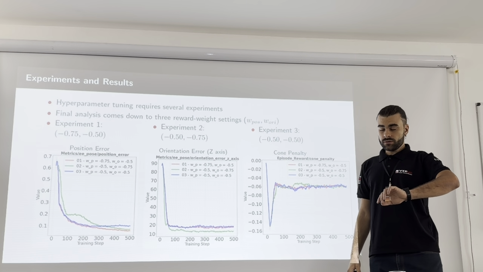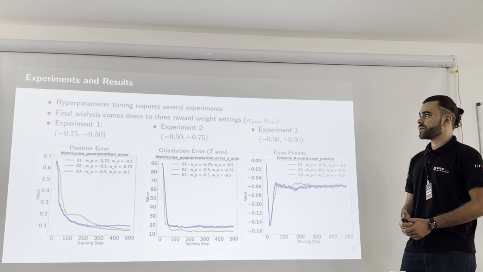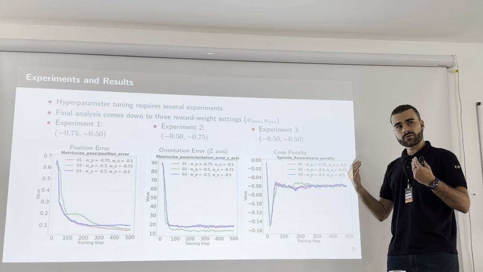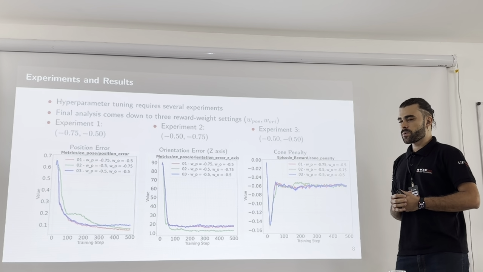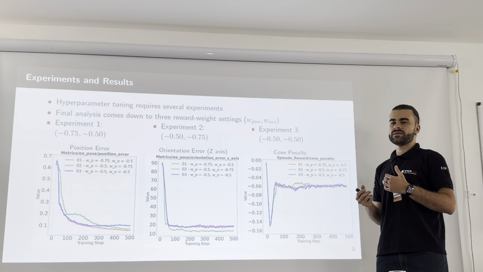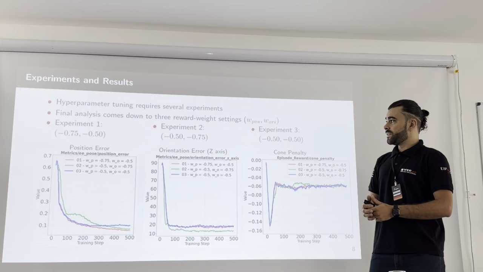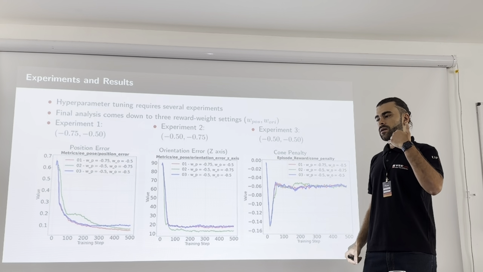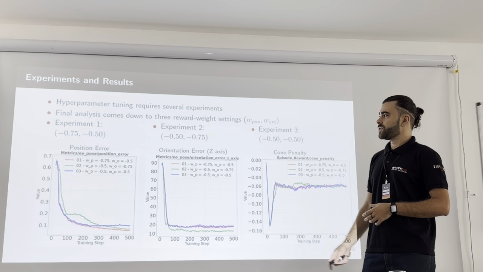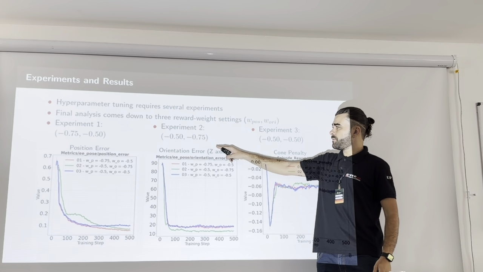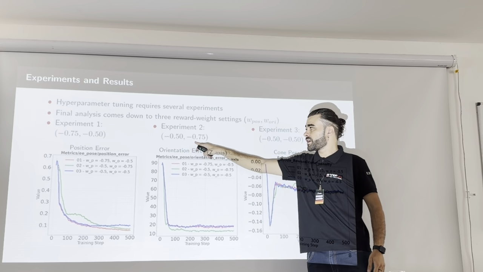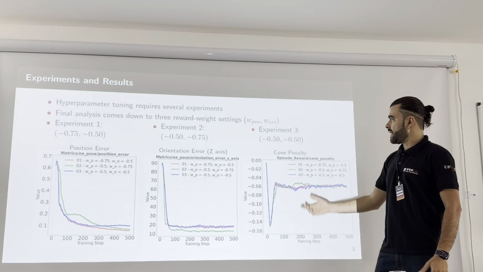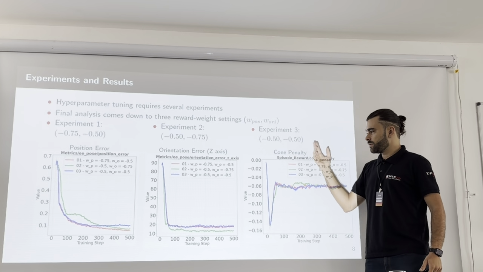So about the experiments and results. Hyperparameter tuning requires several experiments, so we had to tune the agent in several aspects, but we brought it down to 3 different experiments where we balance the weight and the penalization on position and orientation. The first experiment penalizes position more, so the further away you are, the more penalized, so minus 75. Experiment 2 penalizes orientation more, so the more you are disoriented from the target, the more penalized you get. And experiment 3 is a balance between the 2 weights.